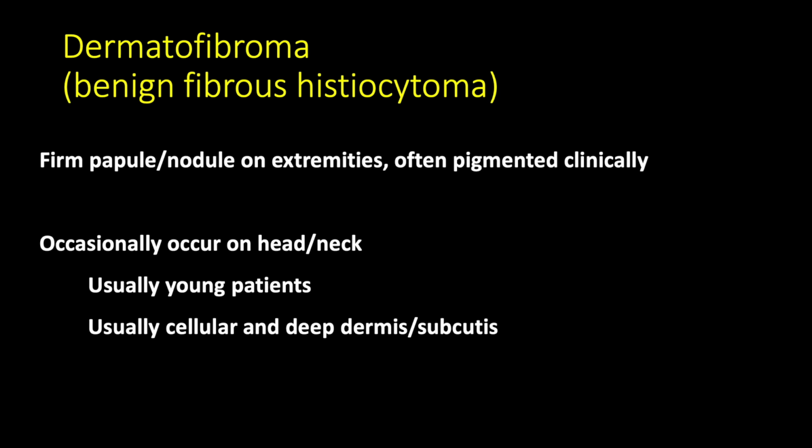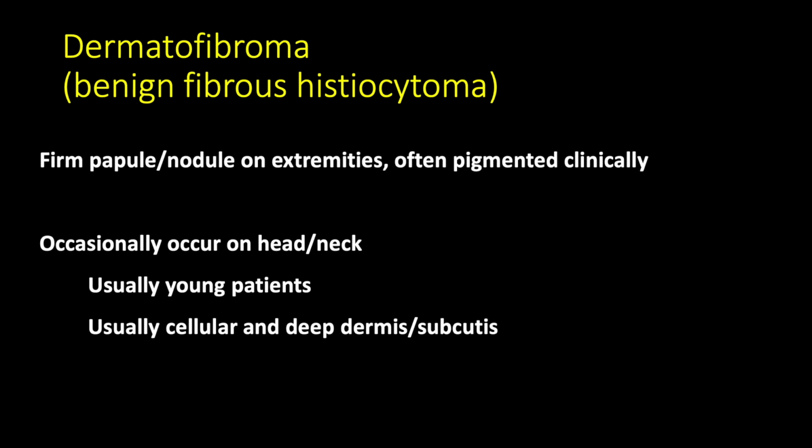Dermatofibromas, also known as benign fibrous histiocytoma, most often occur on the extremities or sometimes the trunk. But I think it's important to note that they can sometimes occur on the head and neck. And when they do, they tend to look different than the classic conventional dermatofibromas. They tend to be a bit bigger and more cellular, and they're often a nodule in the deep dermis or subcutis.